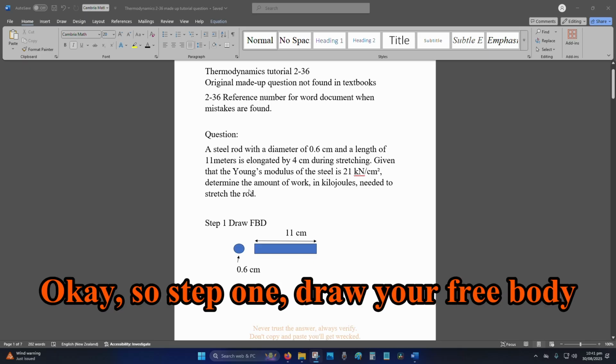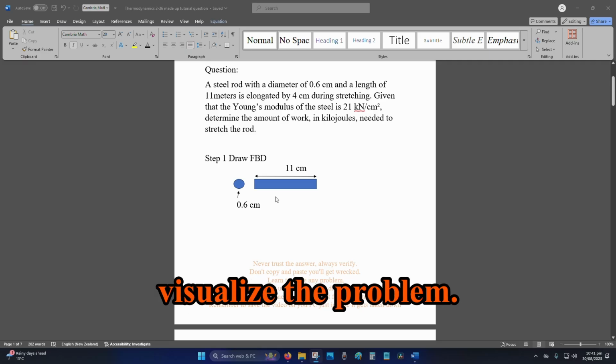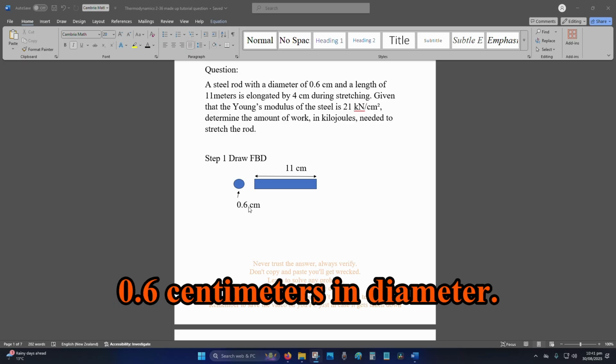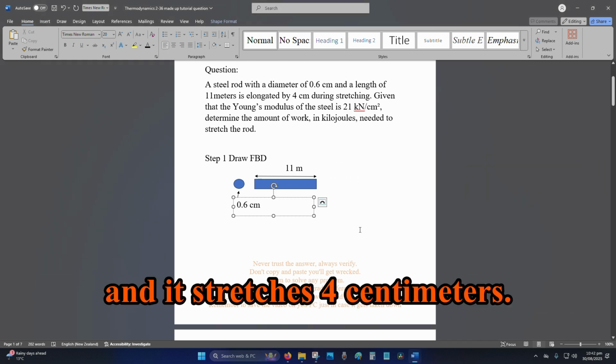Okay, so step 1, draw your free body diagram, your FBD. This will help you visualize the problem. We got a steel rod. It's 6 millimeters or 0.6 centimeters in diameter. The length is 11 meters. That's a typo. And it stretches 4 centimeters.